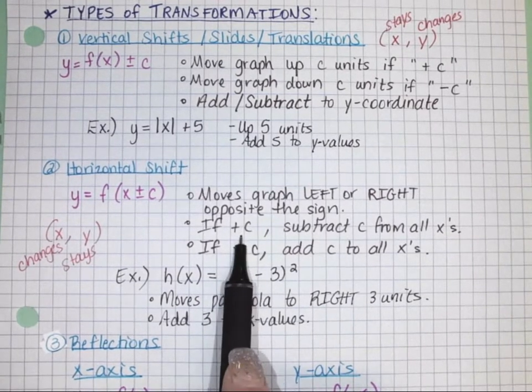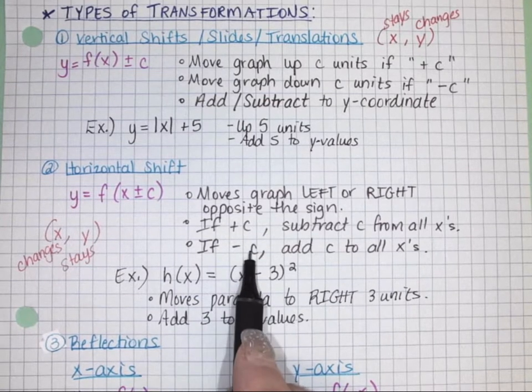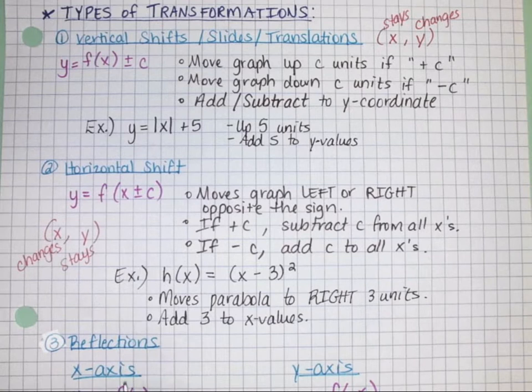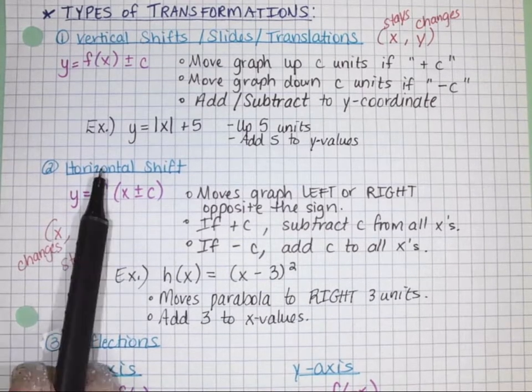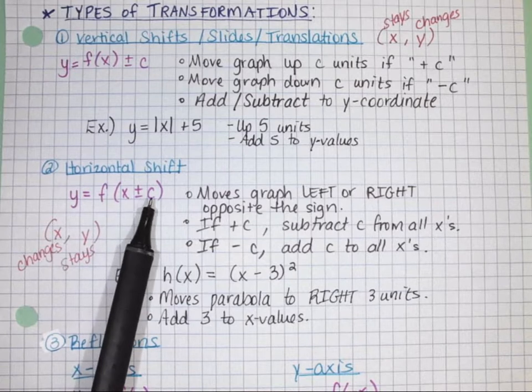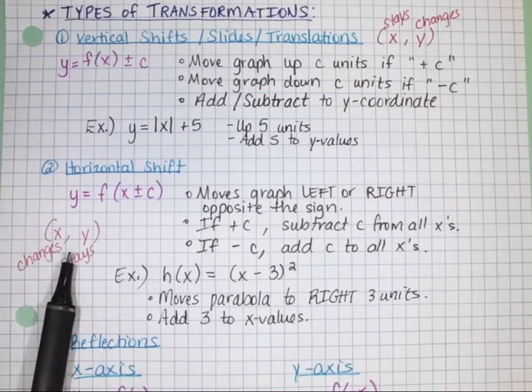If you have plus c, subtract c from all x's. If you have minus c, you add c to all x's. C is just any number. Notice in this case, for a horizontal shift, when it is specifically added or subtracted with x, your x changes, but your y stays the same.